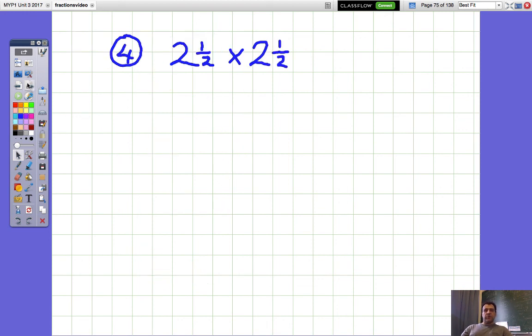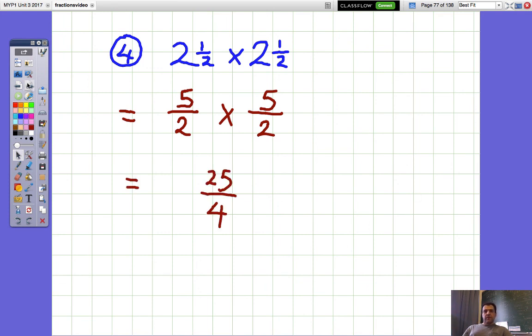Question 4. 2½ times 2½ is 5 halves times 5 halves, which is 25 over 4. 4 goes into 25 6 times to make 24, with 1 left over, so it's 6 1/4.